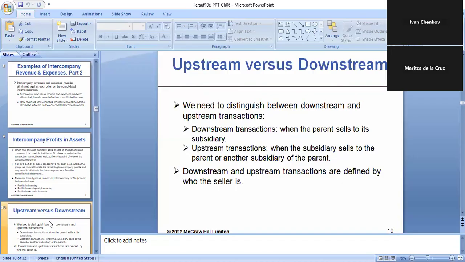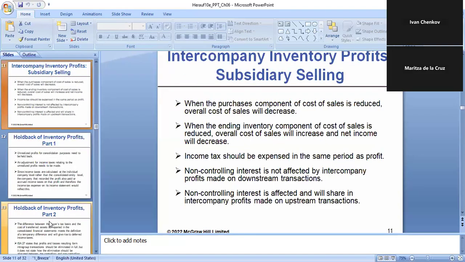Who defines which one is downstream and upstream? The party that's selling it. If the parent sells to the subsidiary, downstream. If the subsidiary sells to the parent, upstream transaction.